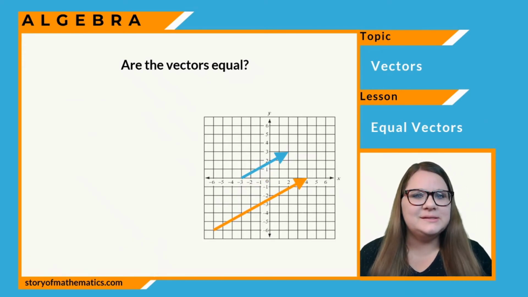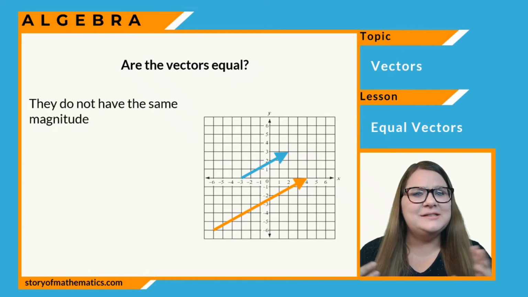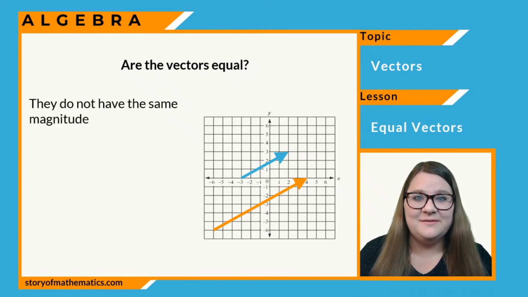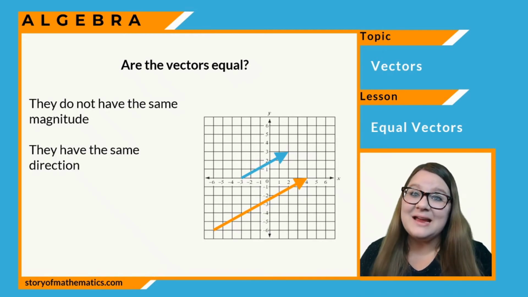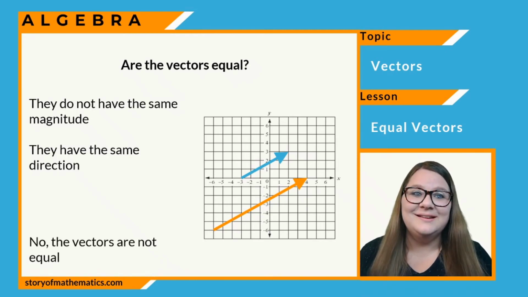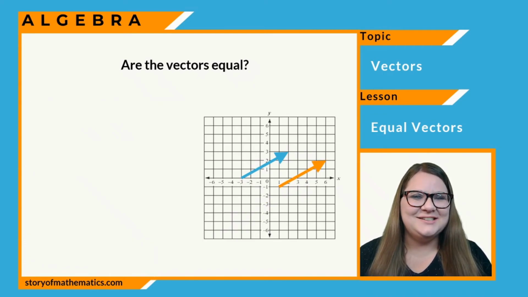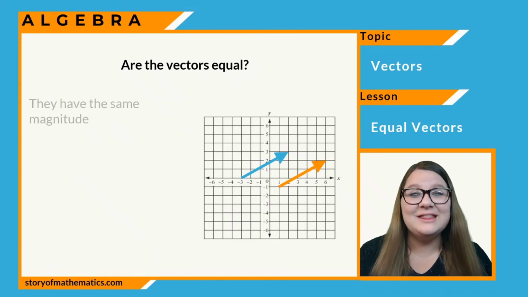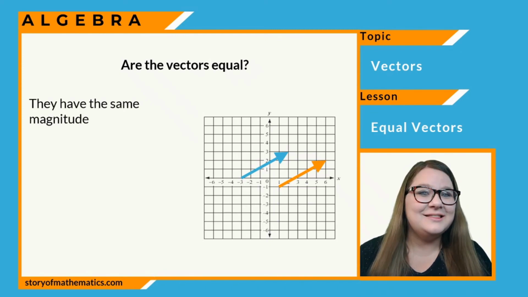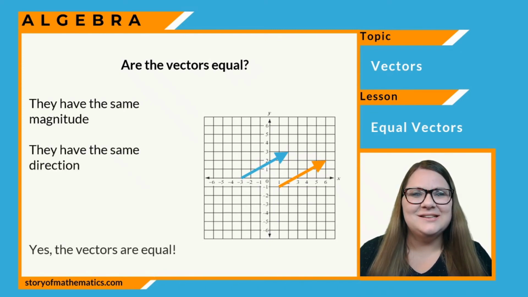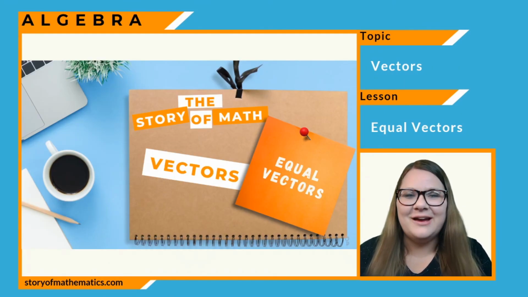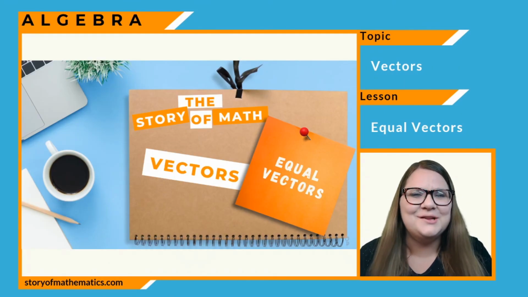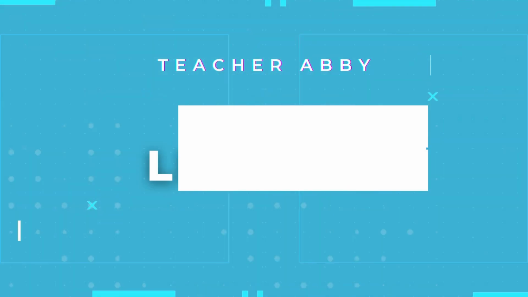What if I gave you this one? They definitely don't have the same magnitude, even though they are in the same direction. So because they failed the magnitude test, they are still not equal. All right, one more. What about these two? Well, they're the same length, or the same magnitude, and they're in the exact same direction. So the vectors are equal. And that's how you can tell if vectors are equal, whether you're looking at it algebraically or graphically.